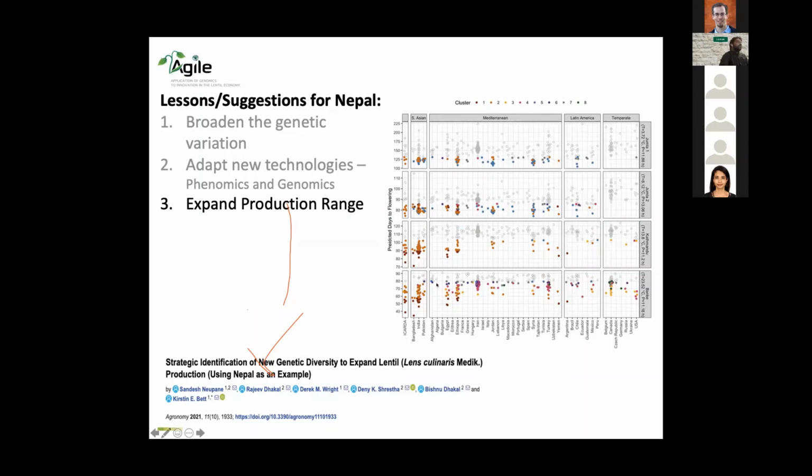So here what we did is use photothermal models, and by providing the temperature and photoperiod information of particular locations, we can select the genotypes that might perform well in specific regions. In this plot, there are a few recommended genotypes for Banke, Kathmandu, and Jumla 1 and Jumla 2, which is in Jumla in high hills.